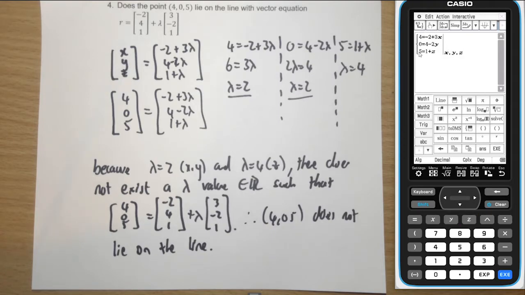When we solve this equation, what you should find is that if it is a point on the line, the x, y, and z's will all be the same. In this case, we can see x is 2, y is 2, and z is 4, which is what we had before. So because these values of lambda are not all the same, this point does not lie on this line.